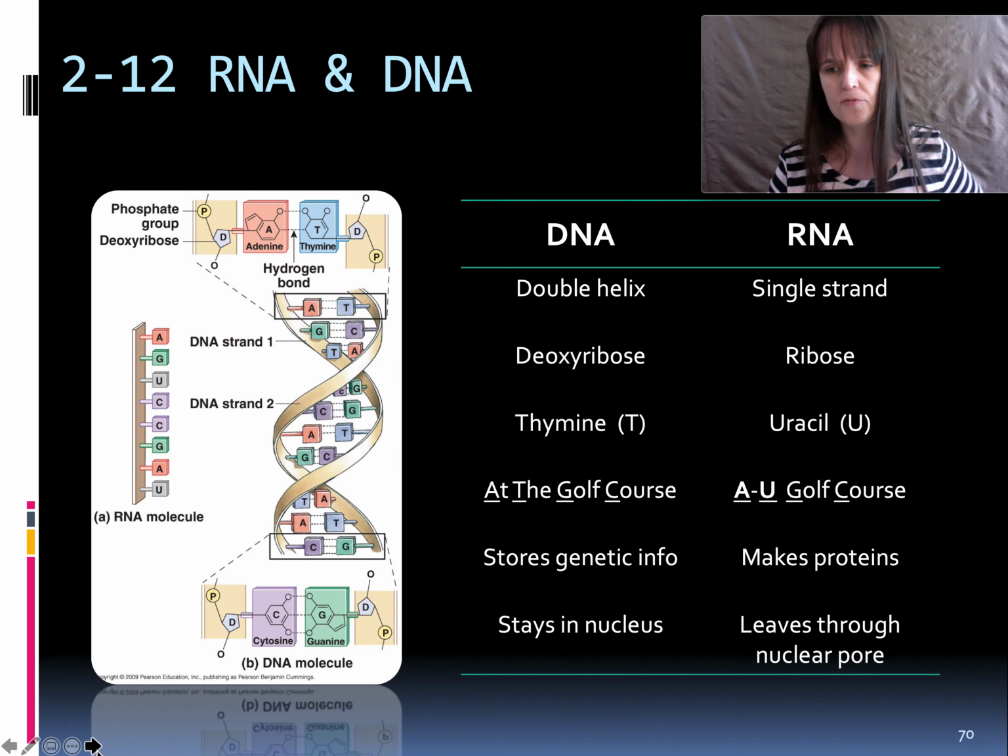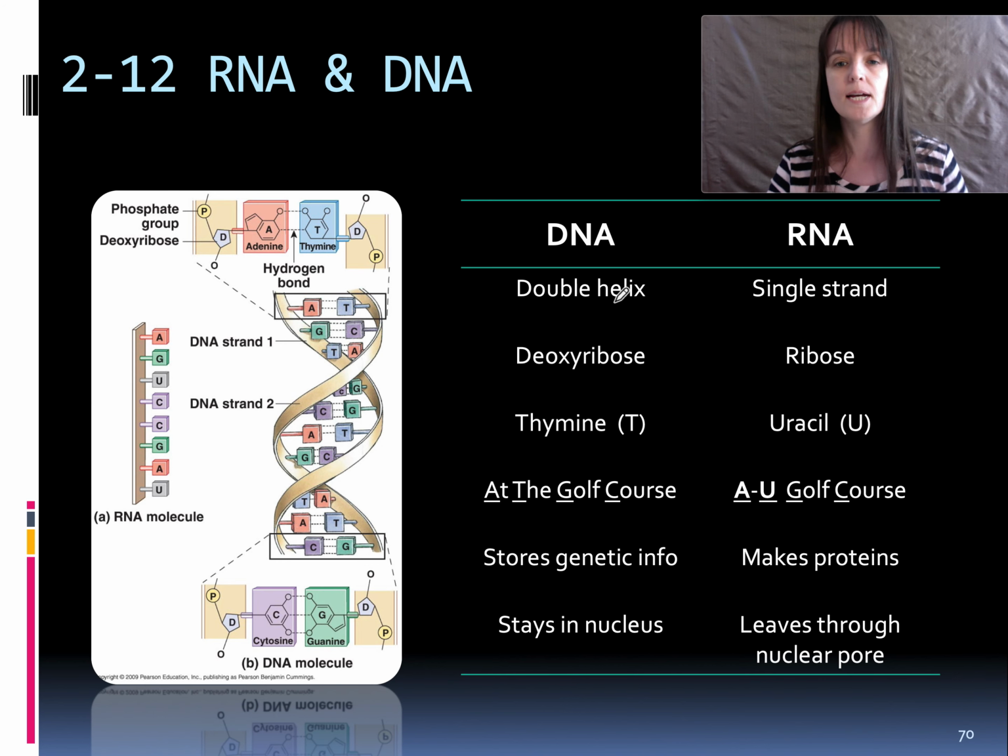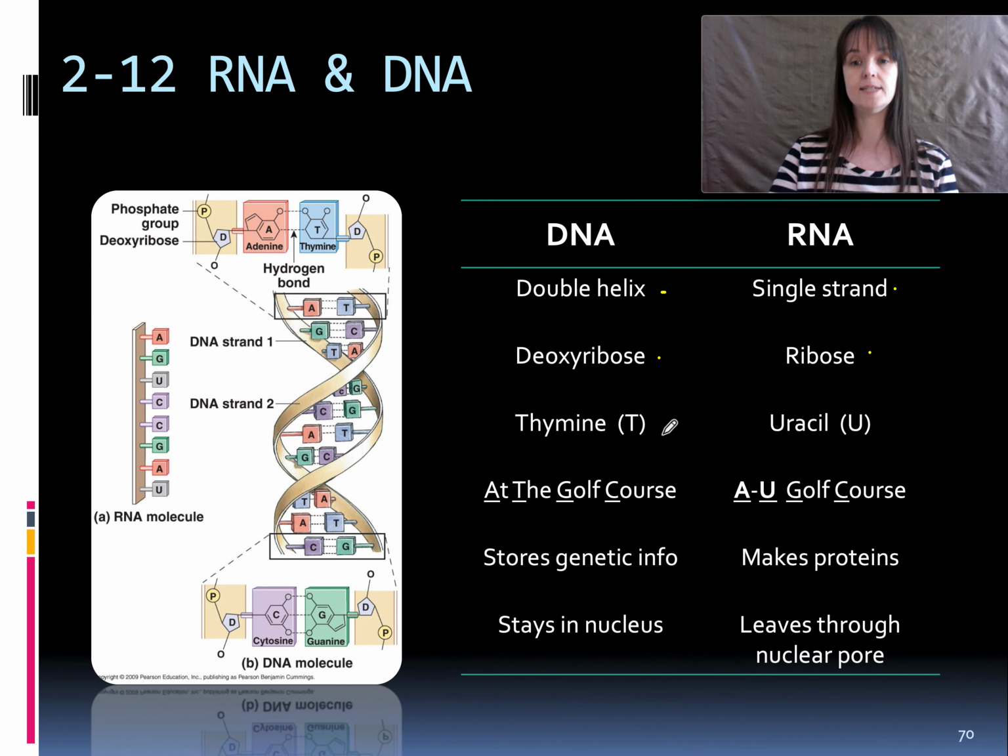This is a bit of review, but if there's any of this that I didn't say, definitely get this written down. The DNA shape is a double helix, while the RNA shape is a single strand. The DNA sugar is deoxyribose, the RNA sugar is ribose. The different nucleotide in DNA is thymine, and the different nucleotide in RNA is uracil.